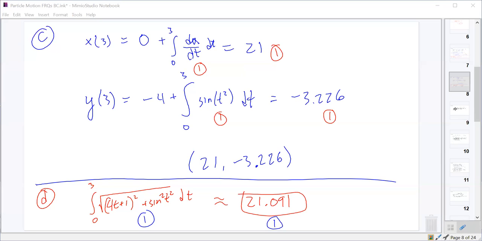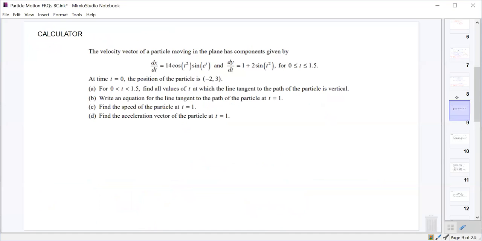All right, spectacular. This was the next one, but this one is pretty much exactly the same, so we're not going to go through this entire problem. We got an equation for the line tangent, so we have to write it in point slope form with the point that we're given, the point we find at t equals 1. Speed, acceleration vectors, we've been doing that. How do we find the values at which the line tangent to the path of the particle is vertical? We're not going to do this whole thing. It's just how would we do part A here?